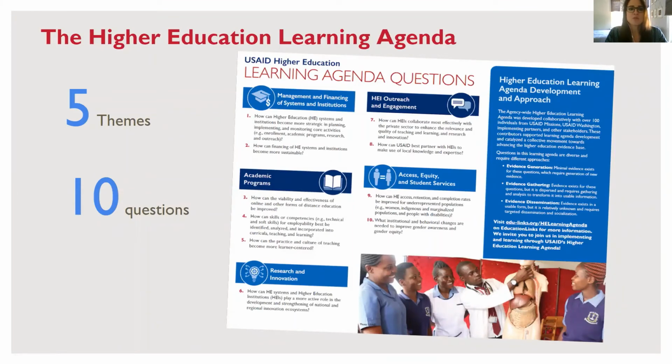And it was developed by USAID staff and external higher education stakeholders across technical sectors through a process that was led by USAID's Center for Education. The learning agenda guides the generation, synthesis, and dissemination of evidence to inform higher education programming, strategic planning, learning, activity design, and professional development. Its implementation and use are expected to result in better programming decisions and improved outcomes.